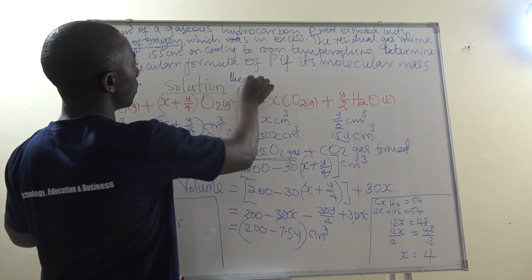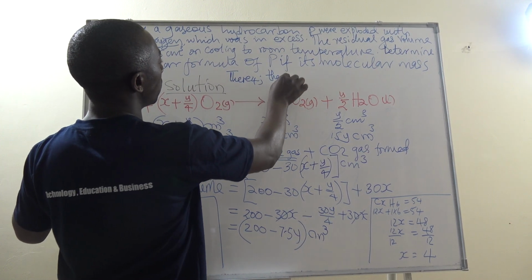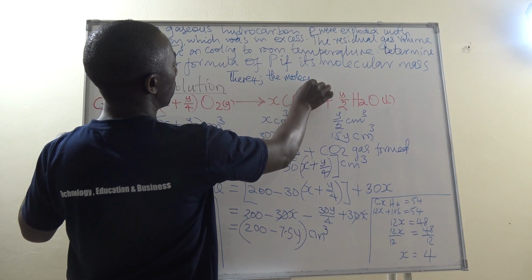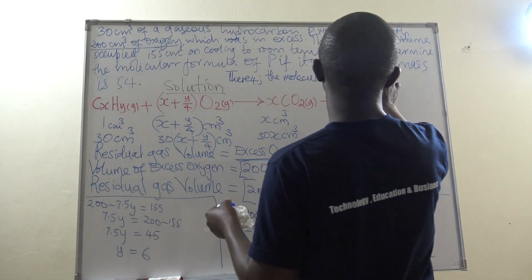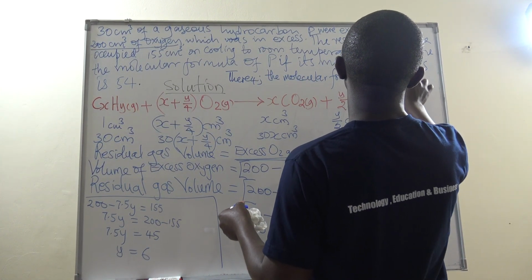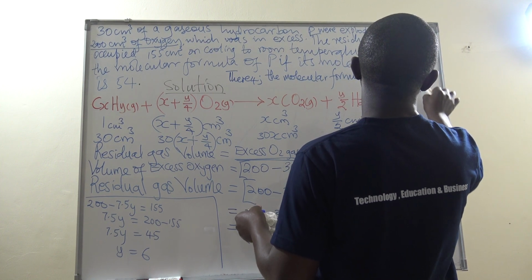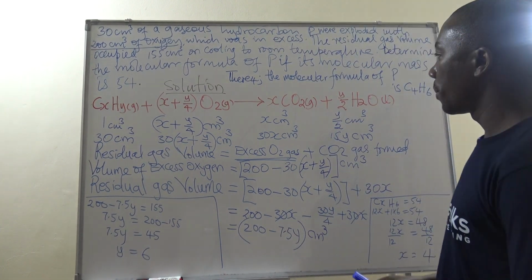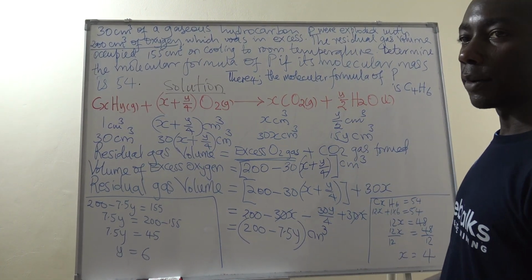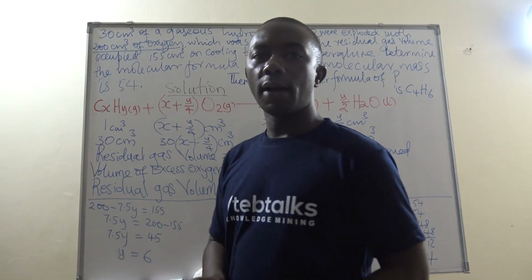Now, after determining the values of x and y, we can go ahead and say therefore the molecular formula of P is C4H6. That is the molecular formula of P. Okay, that's how exactly we can handle that question.